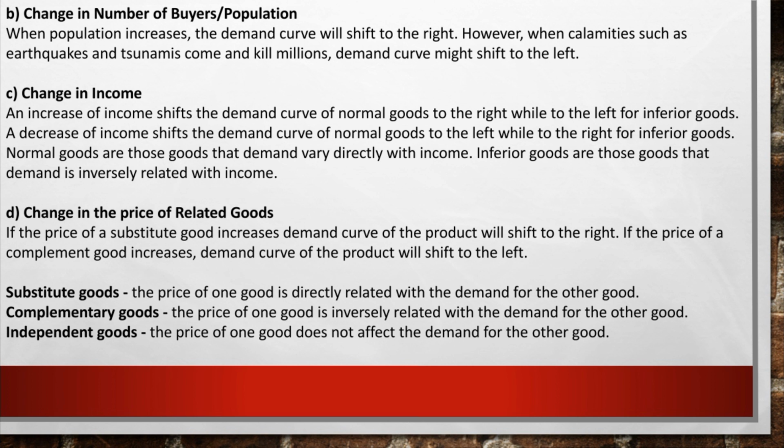Letter D. Change in the price of related goods. If the price of a substitute good increases, the demand curve of the product will shift to the right. If the price of a complement good increases, the demand curve of the product will shift to the left. Substitute goods: the price of one good is directly related with the demand for the other good. Complementary goods: the price of one good is inversely related with the demand for the other good. Independent goods: the price of one good does not affect the demand for the other good.